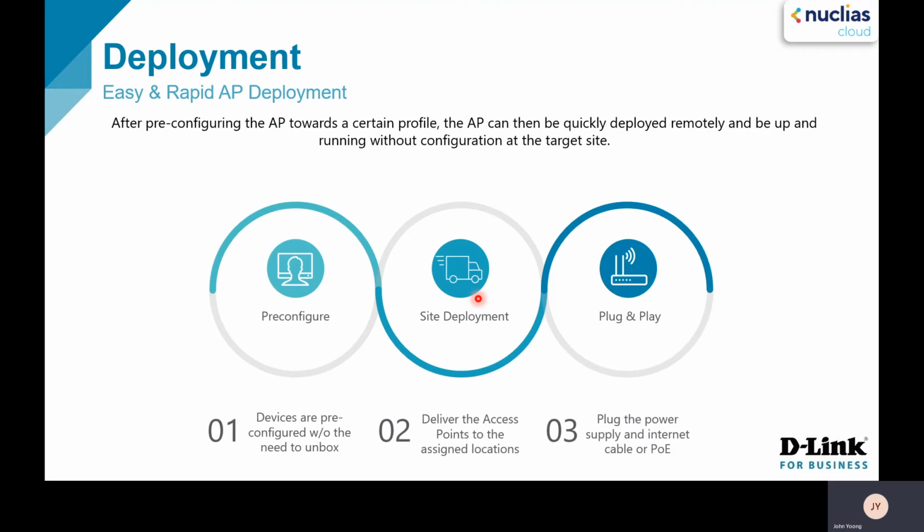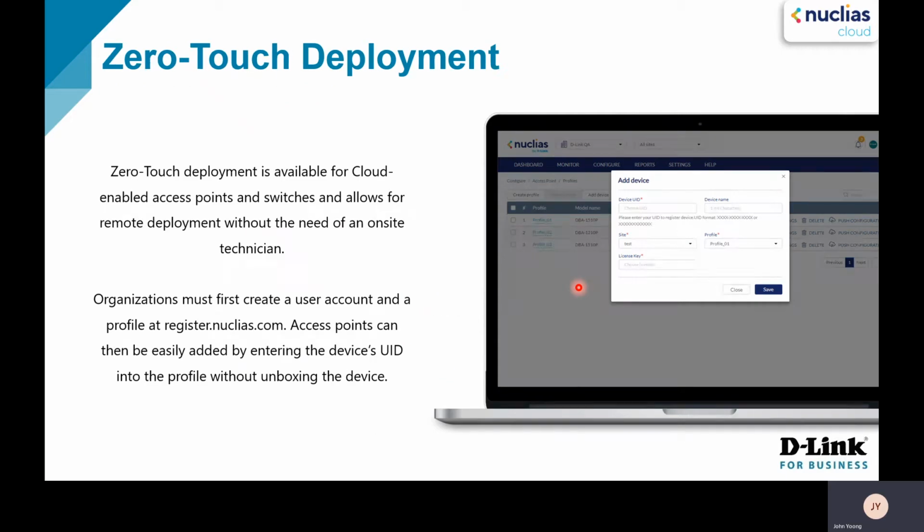For MSP, they just pre-configure for the customer the SSID, the password, if they want to set up the captive portal, the bandwidth control, everything. Then next, the MSP will send the AP or the switch to the customer side. The customer can just plug and play very, very easily. So for the zero-touch deployment, the MSP itself can just configure everything through our web portal, the profile for the AP and the profile for the switch.